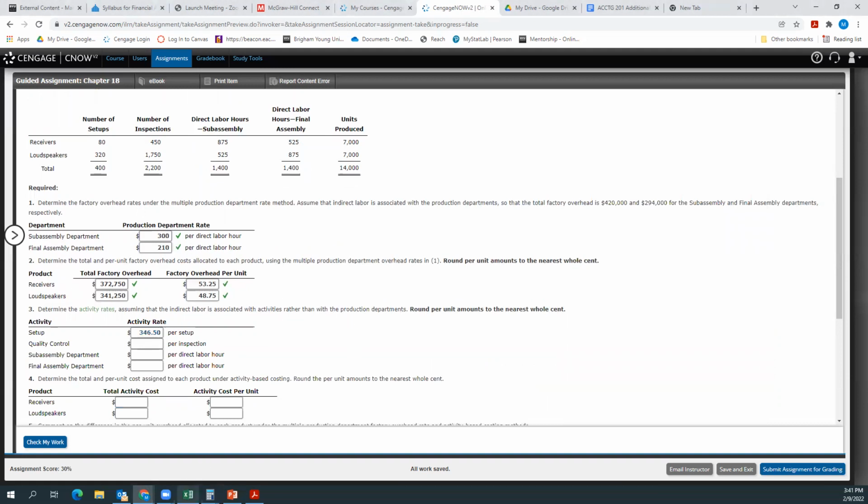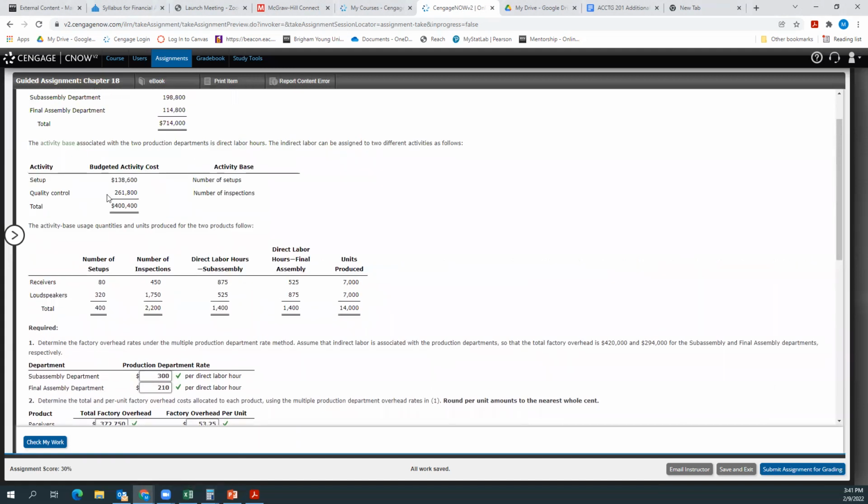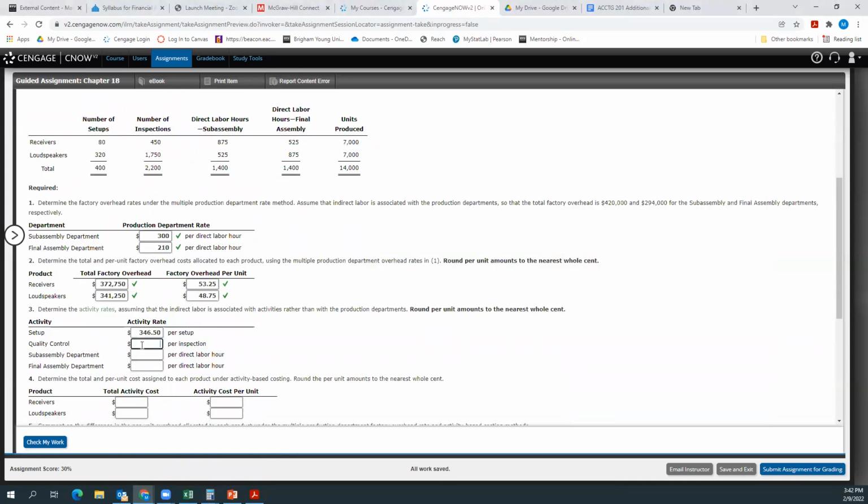We can do the same thing for our quality control. We know we've allocated $261,800 in indirect labor to quality control, and we have 2,200 total inspections. So we'll say 261,800, divide that by 2,200 total inspections. We get $119 per inspection.